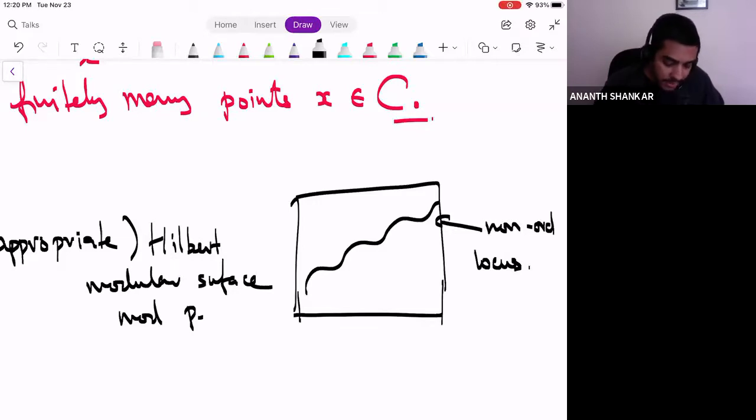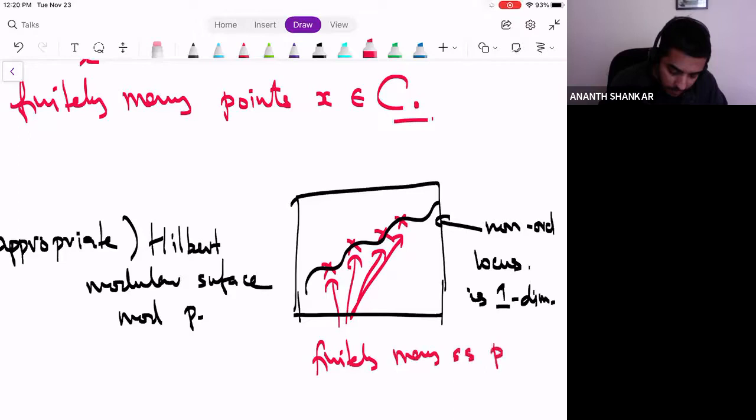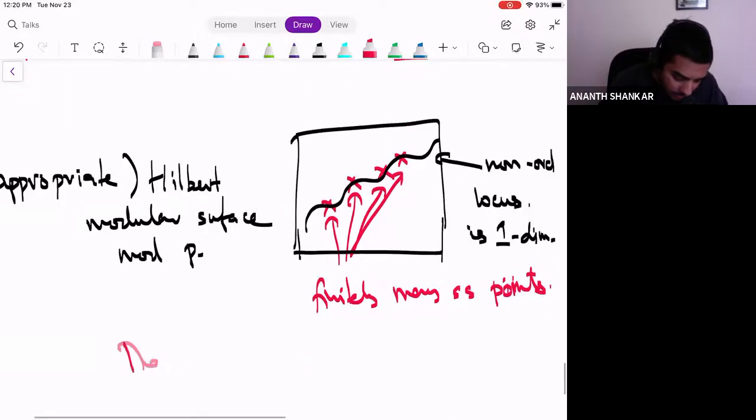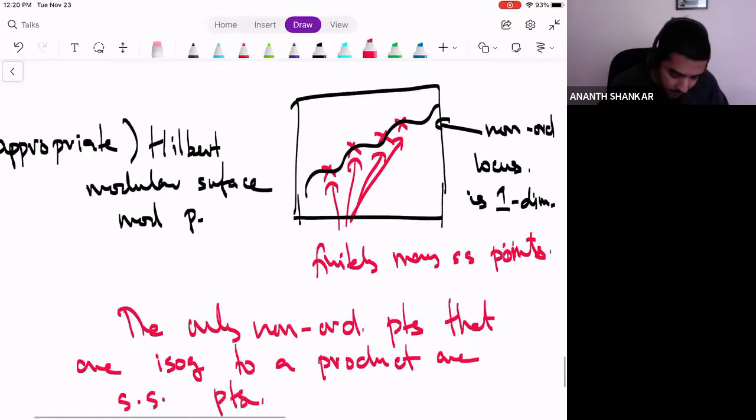And if you were to look at the non-ordinary locus in a Hilbert modular surface, then it's going to be one dimensional. And the only points in the non-ordinary locus that parameterize abelian surfaces isogenous to a product are going to be supersingular points. So if your one parameter family of abelian surfaces came from this example, then you only have finitely many split. You only have finitely many points which are isogenous to a product of elliptic curves.